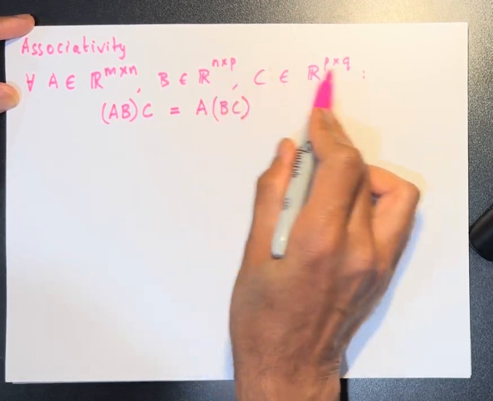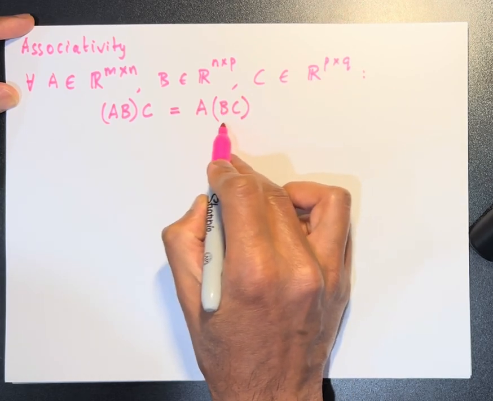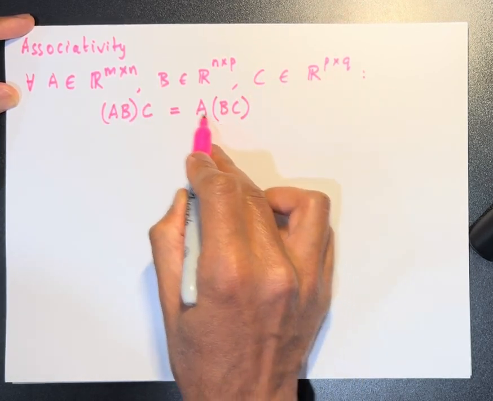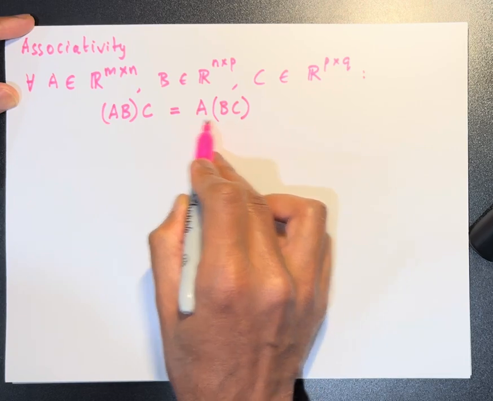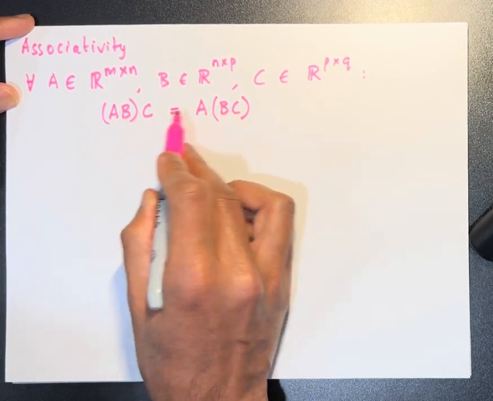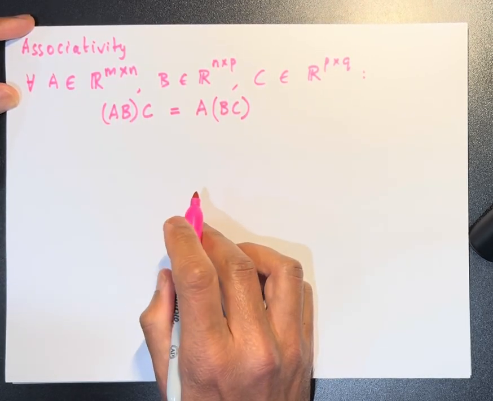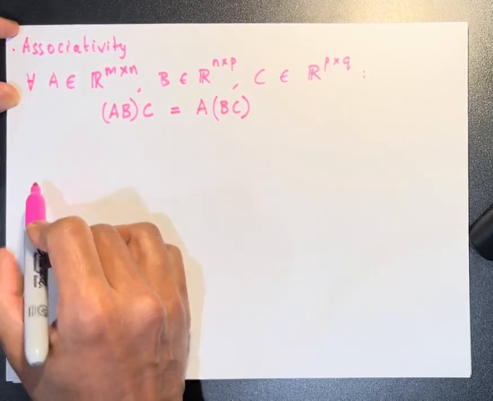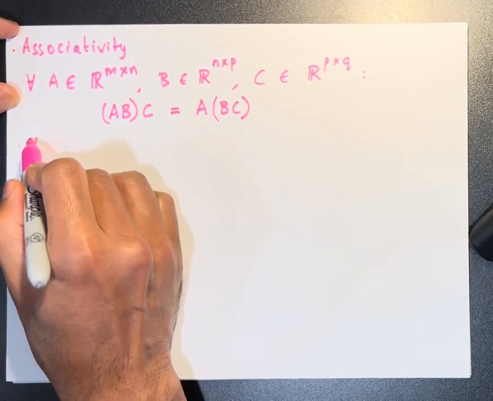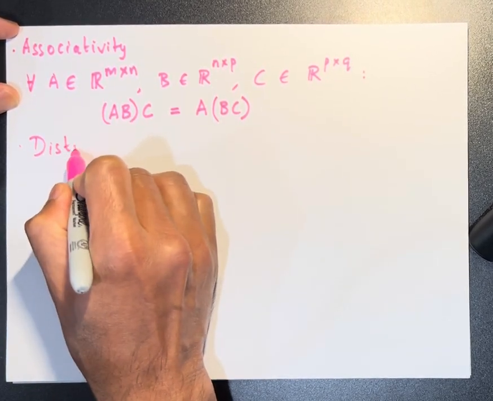BC again is going to match because this is going to be n by q, and then you take that n by q and this is m by n, so that will be m by q also. So both the dimensions match. This is associativity, so that's the first one. The second one is distributivity.